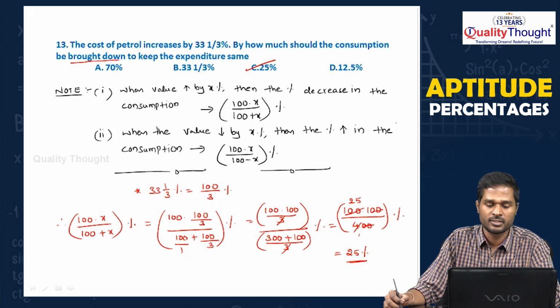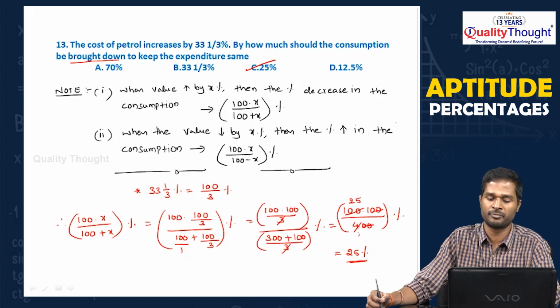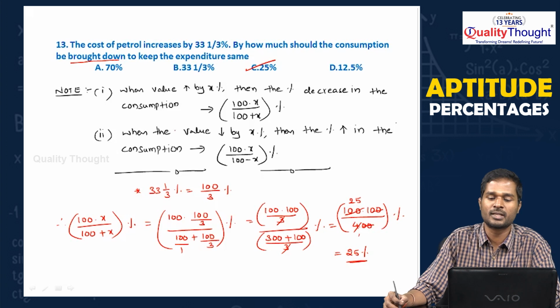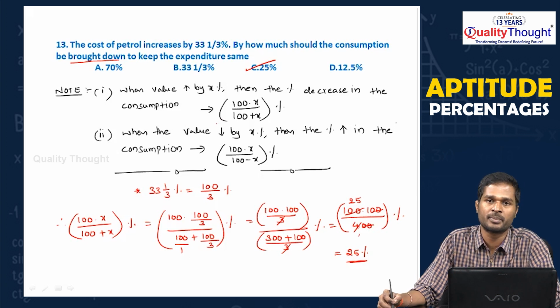So cancel the things here. Take LCM, 3 into 100 plus 100 by 400. So 100 plus 100 into 100 by 400. These 2 zeros will cancel. 4 ones are 25, sir. So the consumption should be decreased by 25% to maintain the same expenditure.